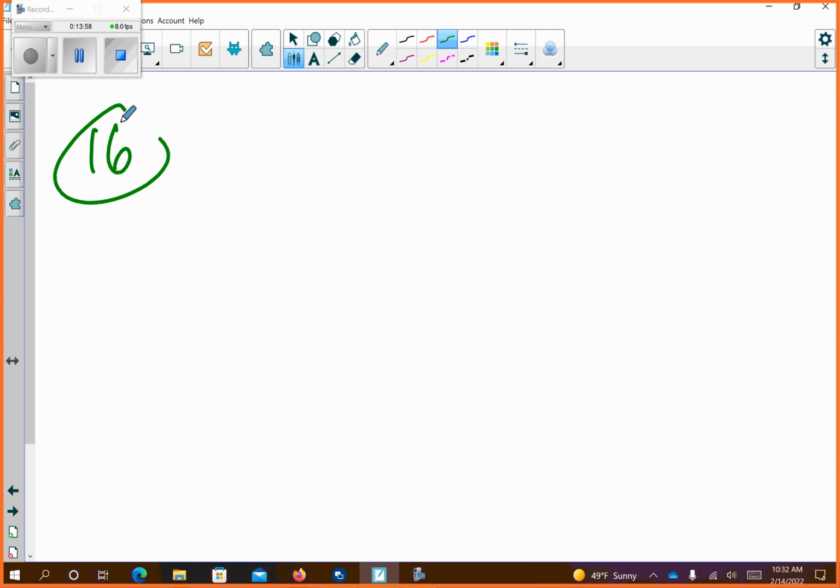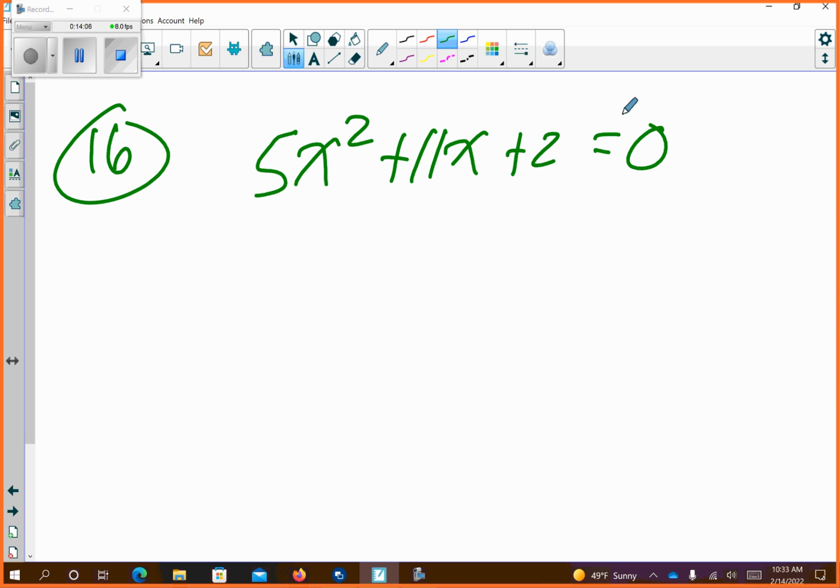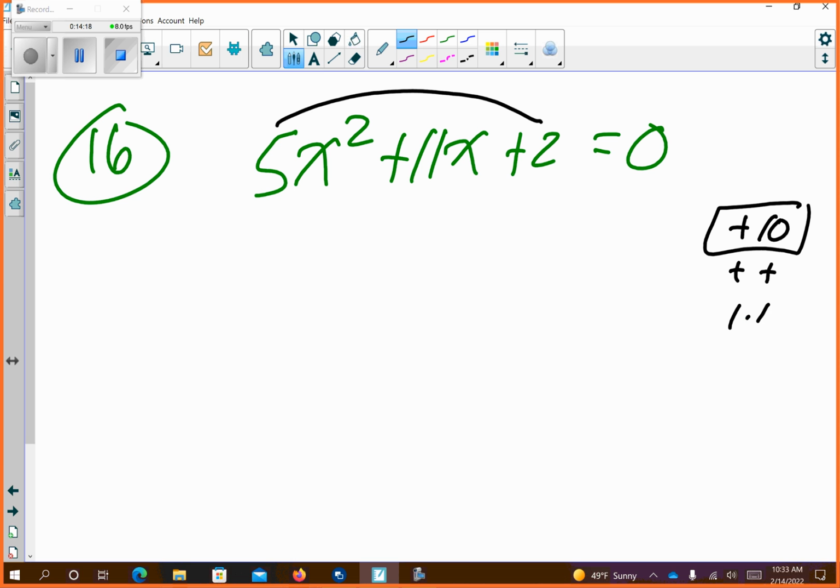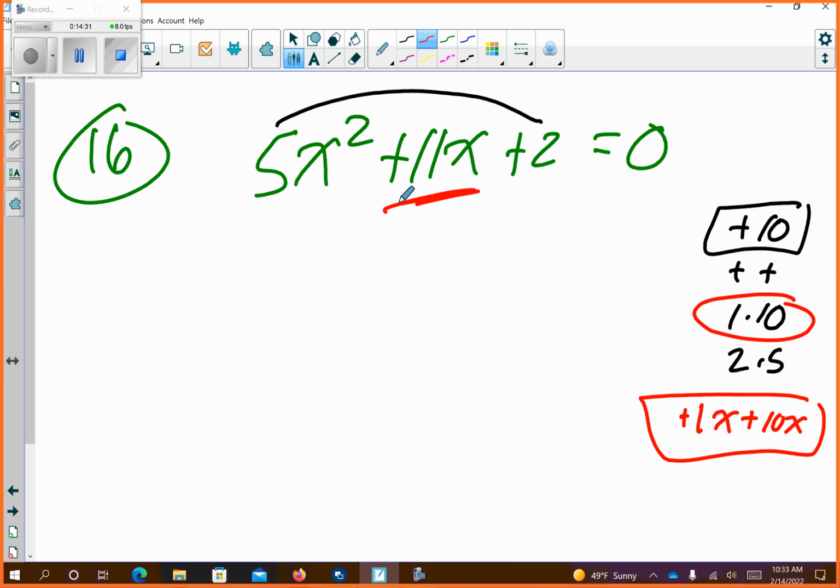Could you read me number 16, please? 5x squared plus 11x plus 2. Okay, did I write it correctly? All right, so I'm going to multiply first and last together, so I'm going to get positive 10. Both signs are going to be positive because I don't see any negatives up there at all. So 1 times 10 and 2 times 5. Which of those two would add to 11? 1 and 10. So I'm going to have a 1x plus a 10x. So I'm going to plug that in here. Whatever order I want, just make sure you bring the signs with it.